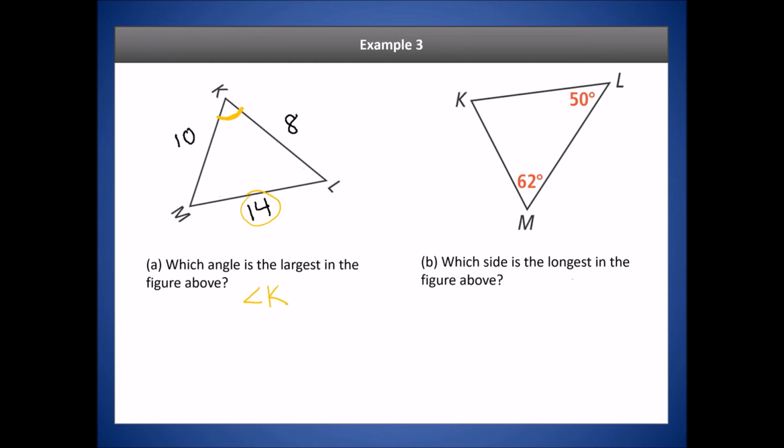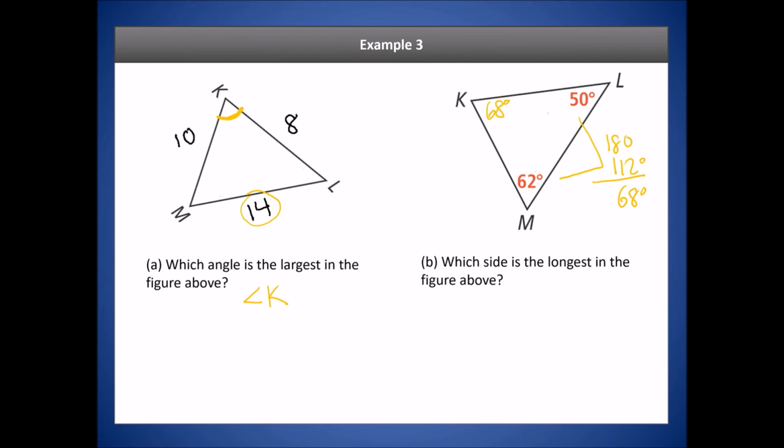Now for problem B on the right side, you're given an angle. So this right here is the converse of theorem 5.4.1. Which side is longest? Well, first off, we can figure out the third angle by using the triangle angle sum theorem, because we know all the angles have to add up to 180 degrees. So 50 plus 62 is 112. And we can say 180 minus 112, that's going to give us 68 degrees. And so now we can confidently say that this angle is 68 degrees.